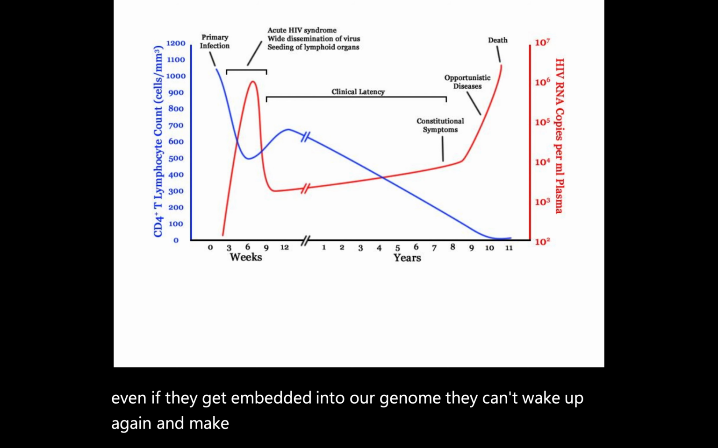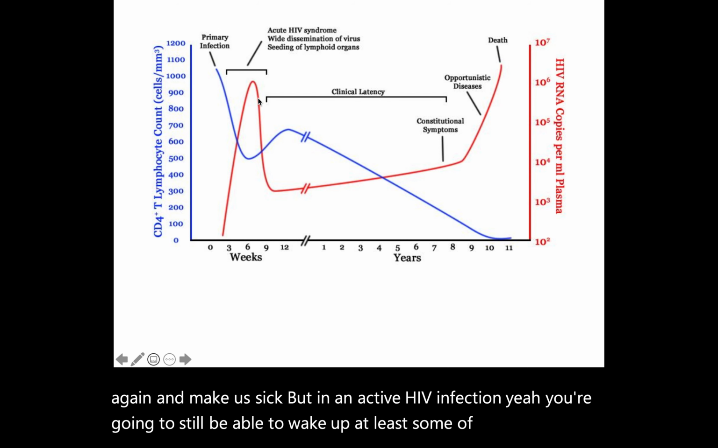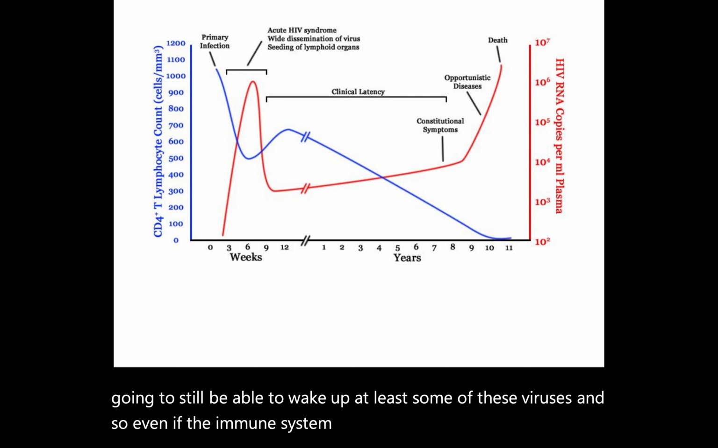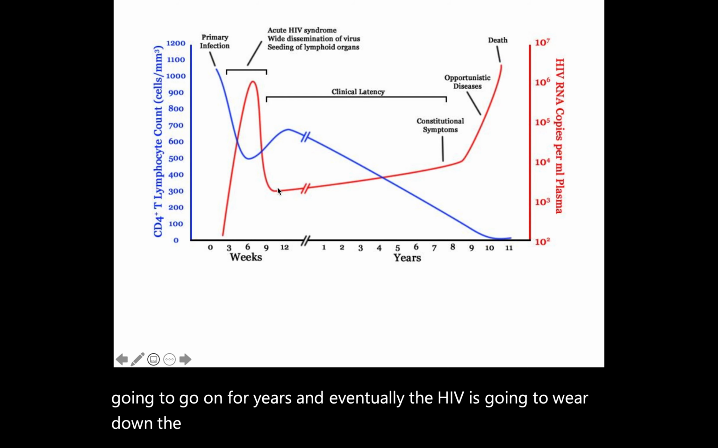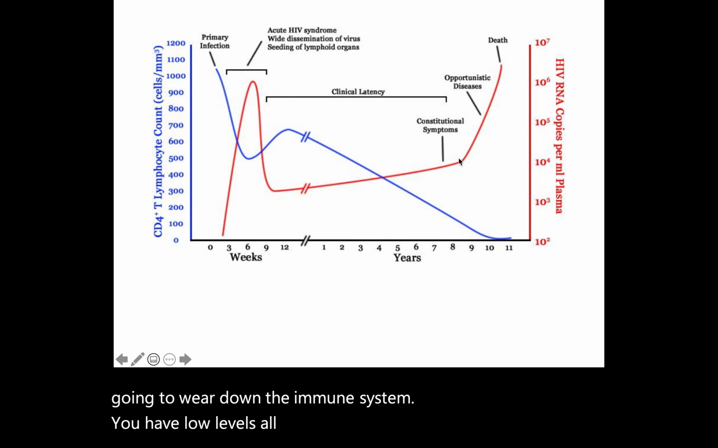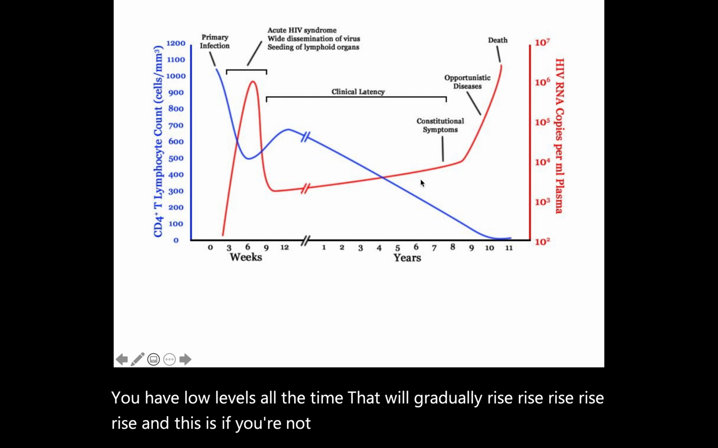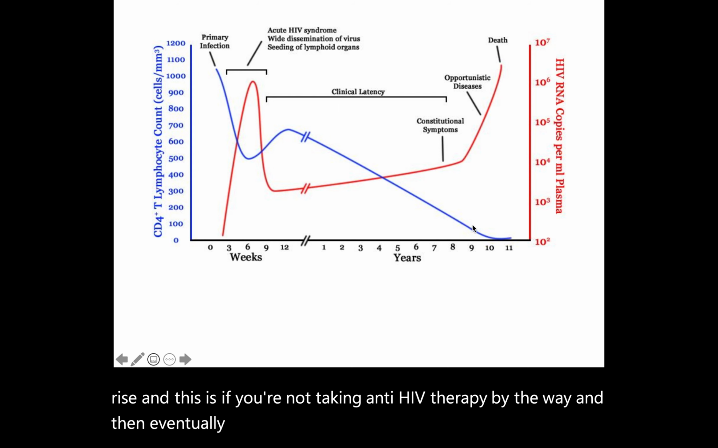But in an active HIV infection, you're still going to be able to wake up at least some of these viruses. And so even if the immune system keeps clearing up the viruses, this is going to go on for years. And eventually the HIV is going to wear down the immune system. You'll have low levels all the time that will gradually rise. And this is if you're not taking anti-HIV therapy, by the way. And then eventually your CD4 lymphocytes will crash.